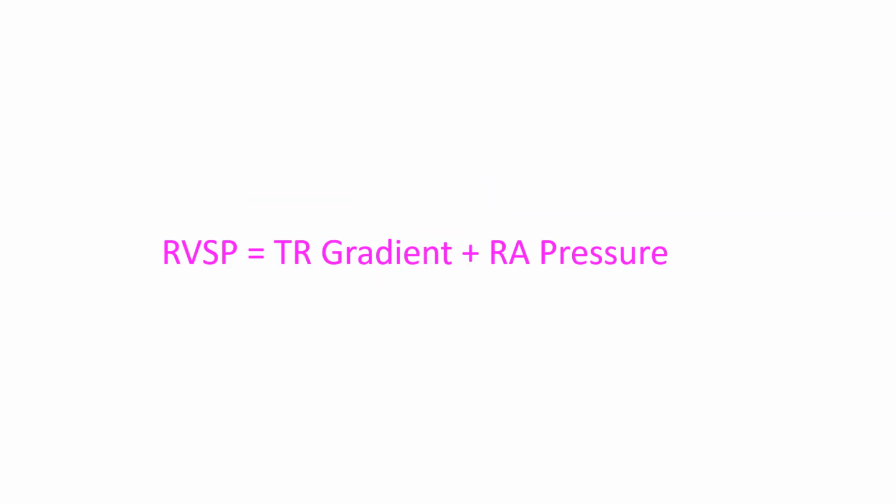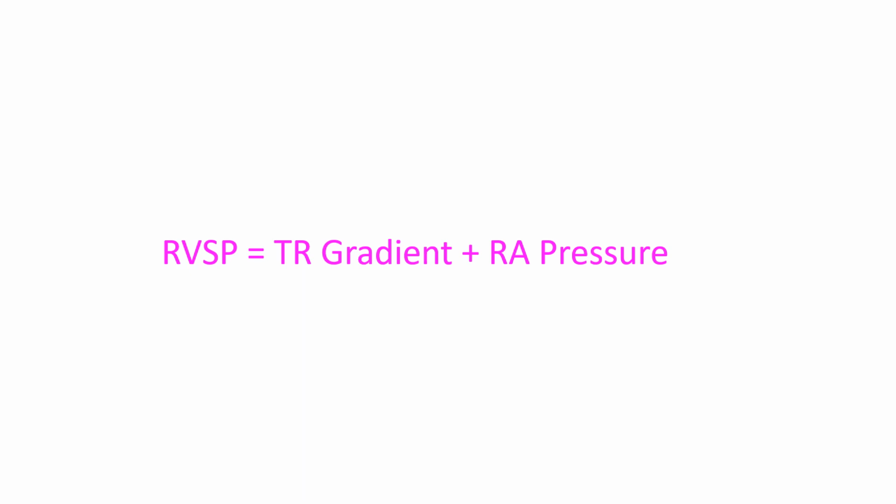Proper alignment of the jet to the axis of the Doppler imaging line is also important in getting an accurate estimate of the gradient. An improperly aligned jet will lead to underestimation of the gradient and hence the level of pulmonary hypertension. We have to image in multiple views to get the maximum jet velocity.